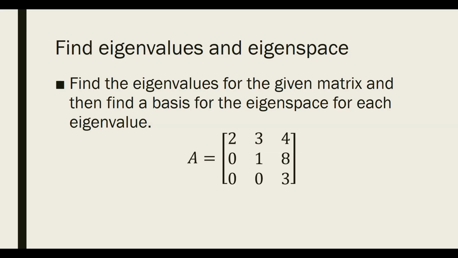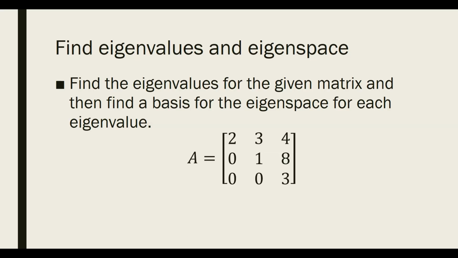Now, notice that when we found a basis for each eigenspace, each eigenspace was of dimension 1. It only had one vector in each of the bases. That's not always true, but we'll see some properties of that.